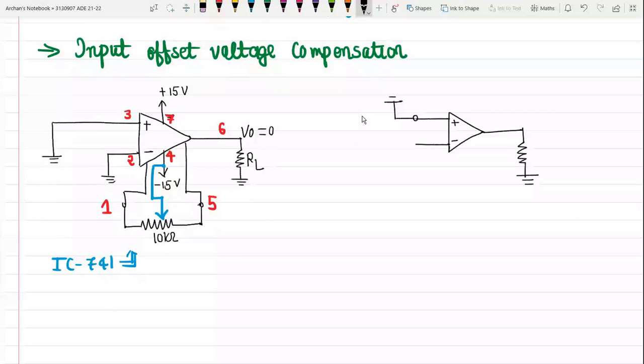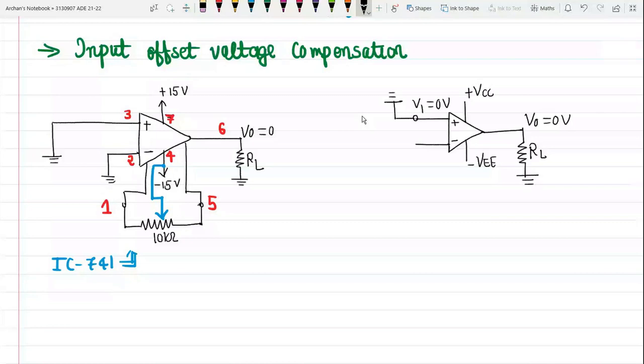Positive supply voltage is available at pin number 7, negative supply voltage is available at pin number 4, and output voltage is available at pin number 6. This is our load resistance RL. So this is the general case which we are available with.